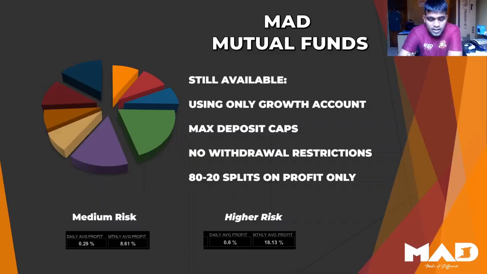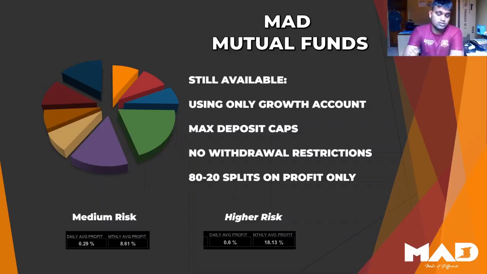There would be an 80-20 split on profits only, not capital. So let's say you put in $100 for the month, you make $8, $10. You lose yours, you lose mine. Simple. That's how it goes.